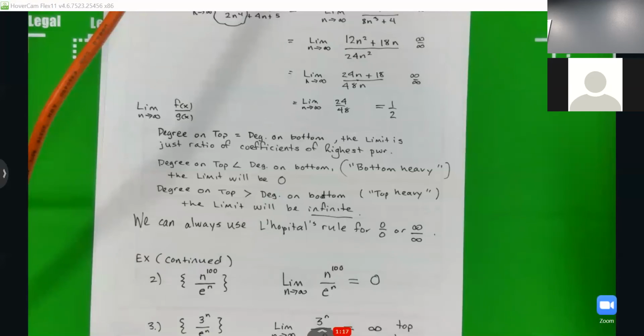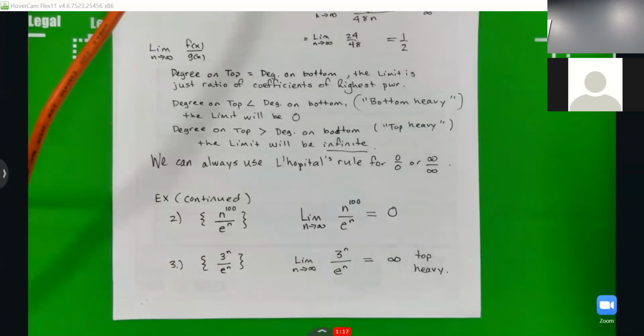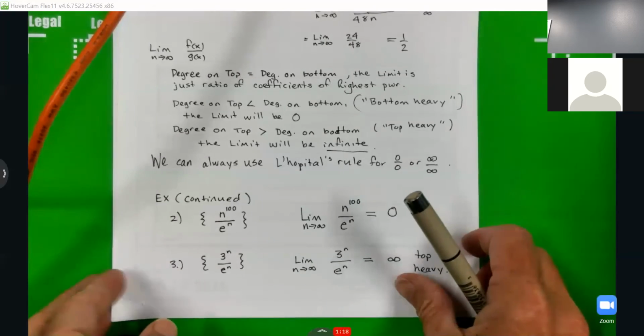So instead of always using L'Hopital's rule, let's get some idea of how fast things grow. I'm going to write down our tower of power. And this will help you remember how fast things grow.